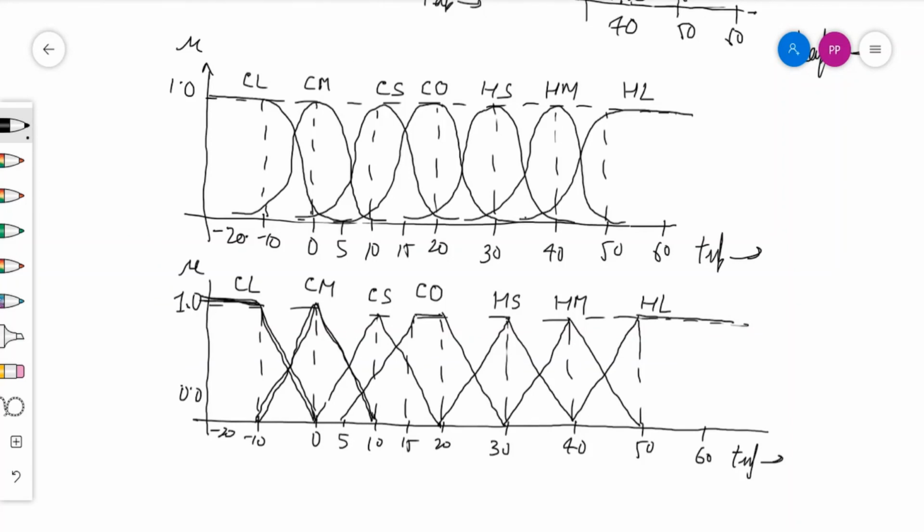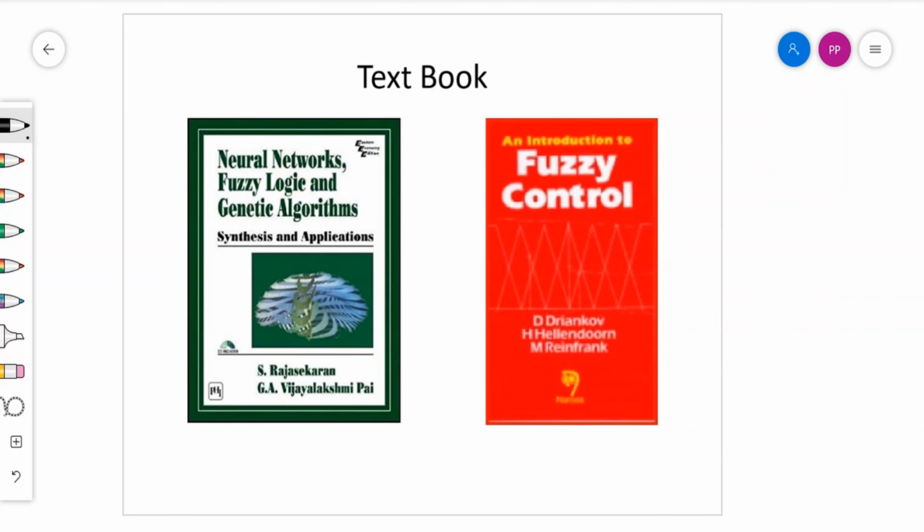So this much is the dissemination for today, and in the coming lecture we shall go for further details, especially the properties of fuzzy sets. As mentioned in the first lecture, we can refer to the textbook by Rajasekaran and Vijayalakshmi Pai, and there is another book by Driankov, which can be referred for learning fuzzy control.